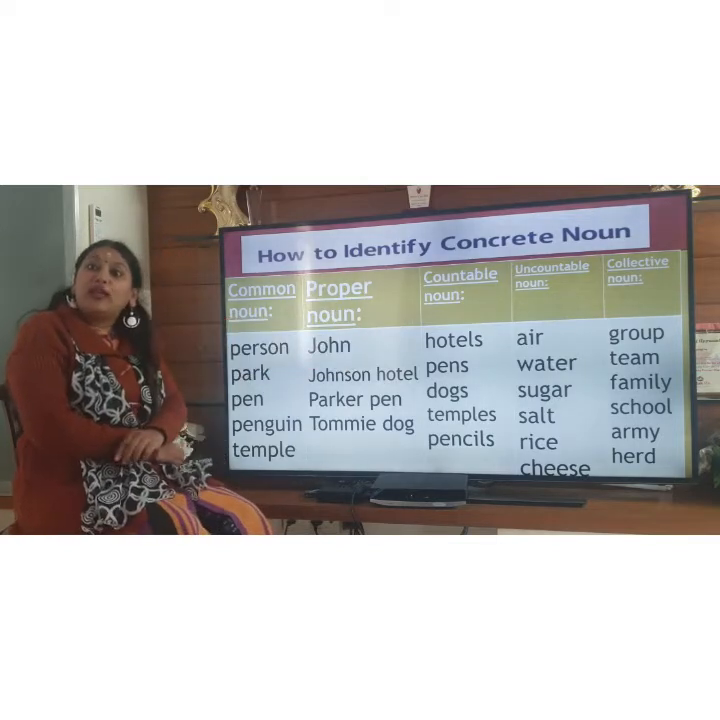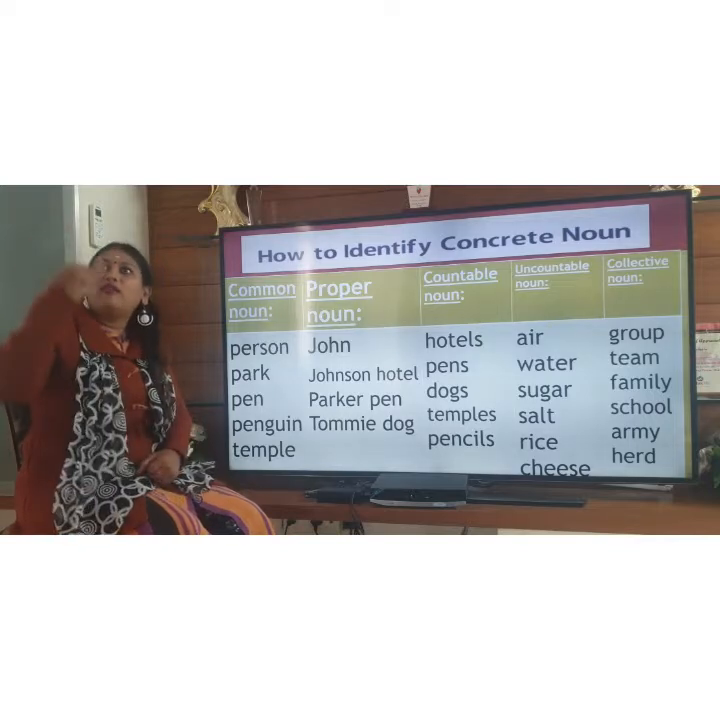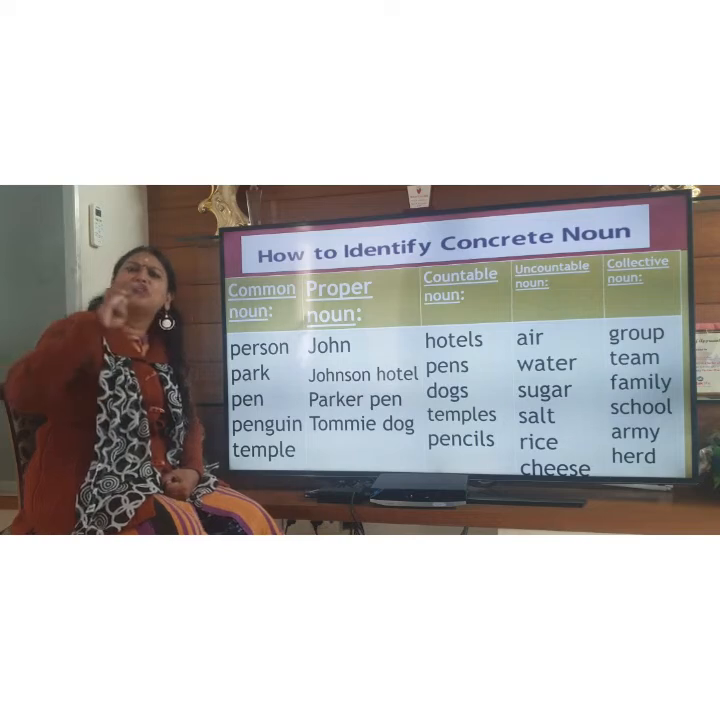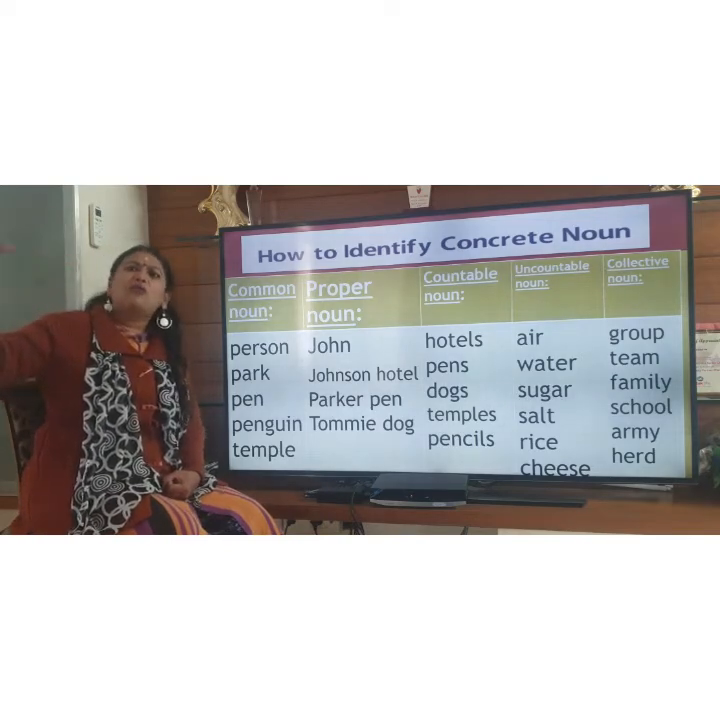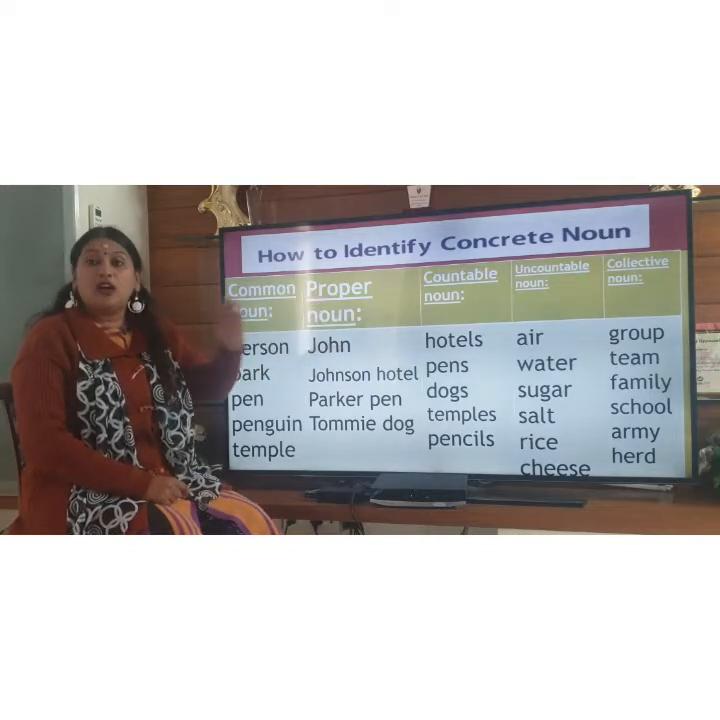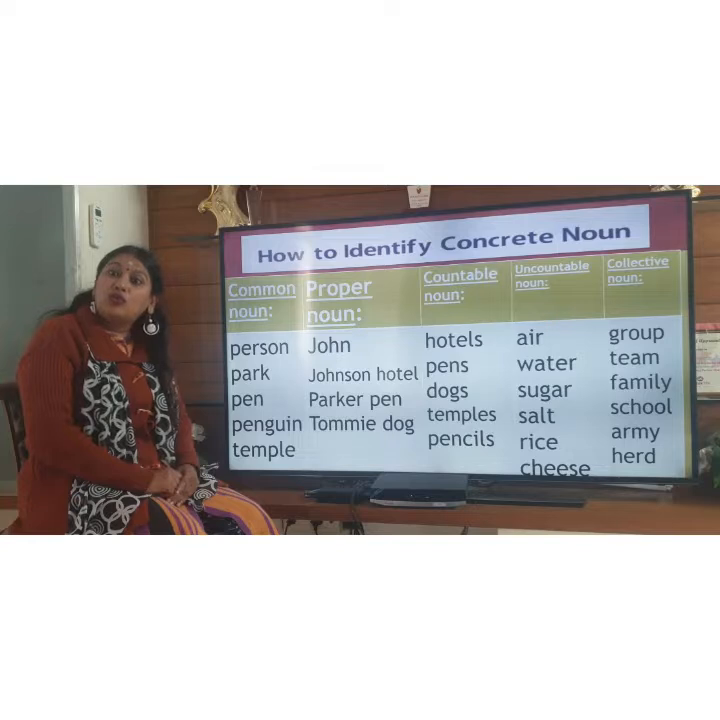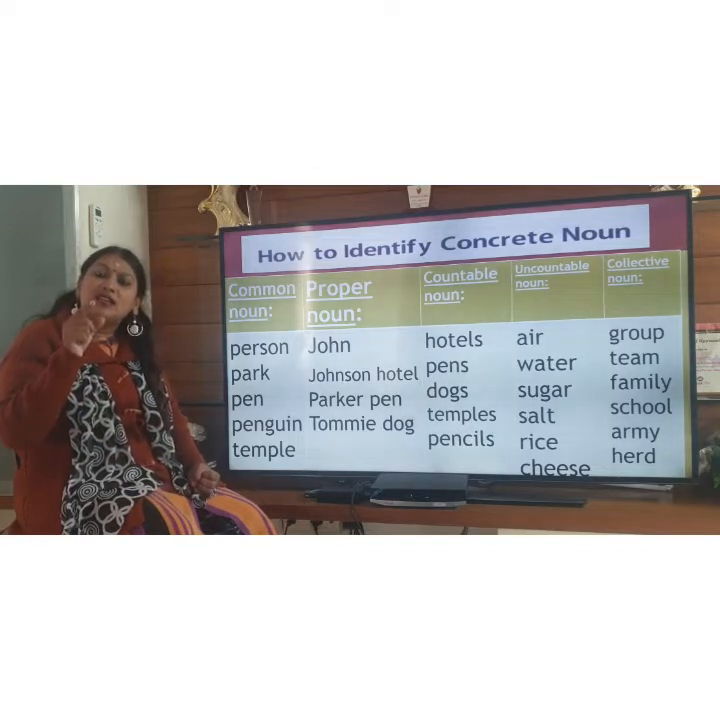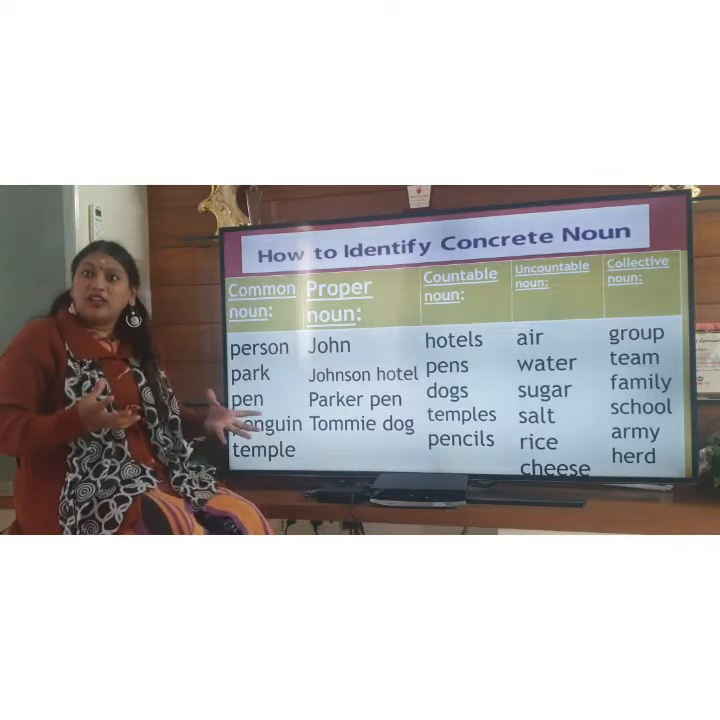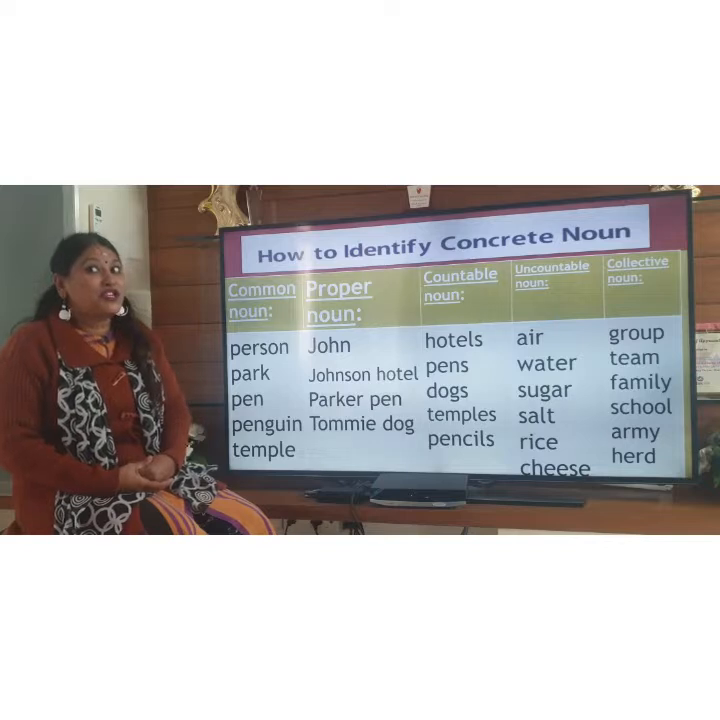Next comes countable noun. Countable noun is anything which you can count in numbers. 1 fan, 4 fans, 999 fans, anything which can be counted in number are countable nouns. Now coming to uncountable nouns. Uncountable nouns are those which, in order to know the quantity, need a measuring unit. Without a measuring unit, you cannot.